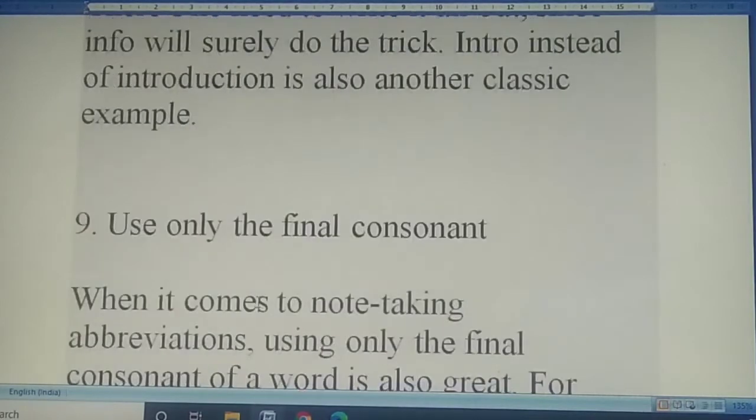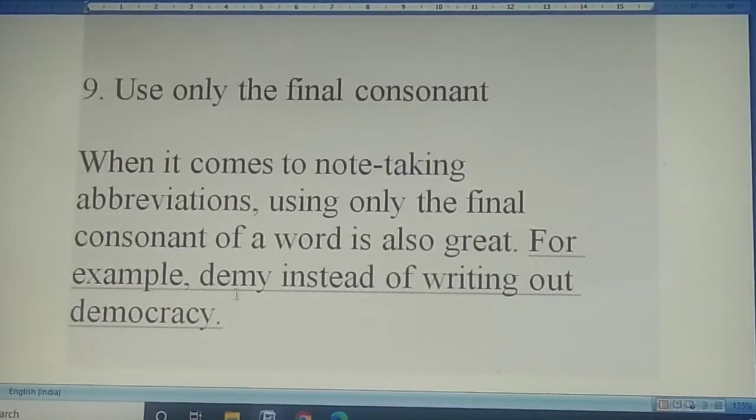Okay? Next, the ninth point. Use only the final consonant. Do you remember what are consonants?